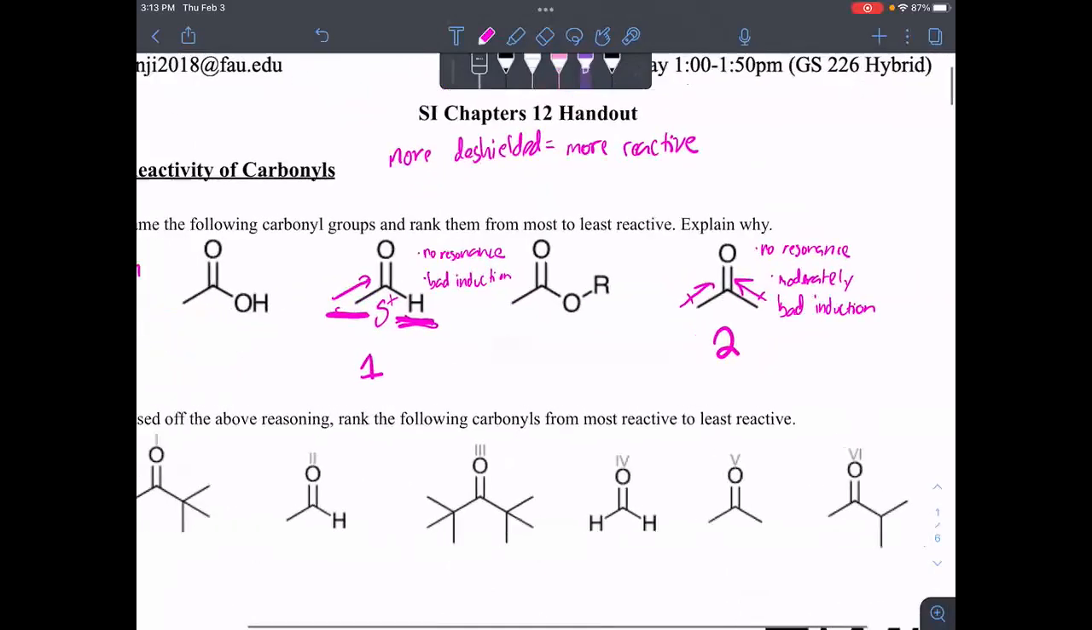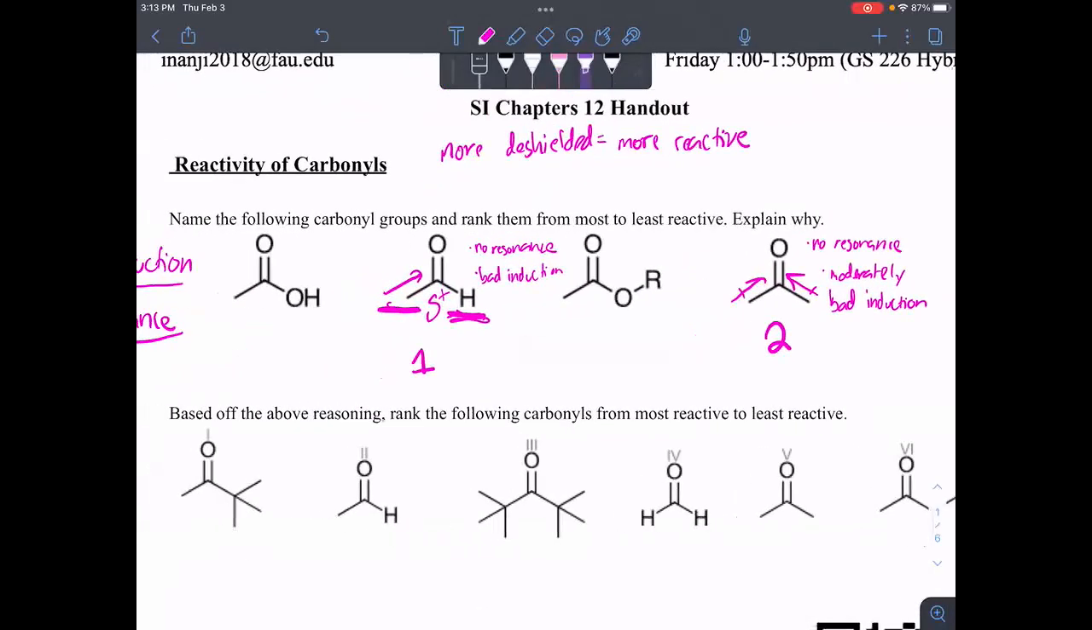So we have our first two. These first two are, as a category, much more reactive than these other two. So it's going to be aldehyde is greater than the ketone, which is much greater than the carboxylic acid and the ester. But out of the carboxylic acid and the ester, which one do you think is going to be more reactive?